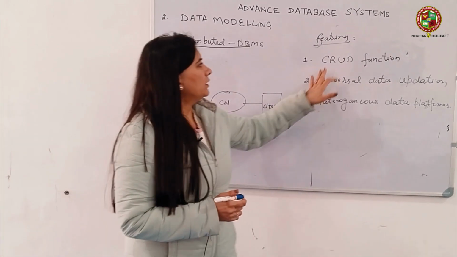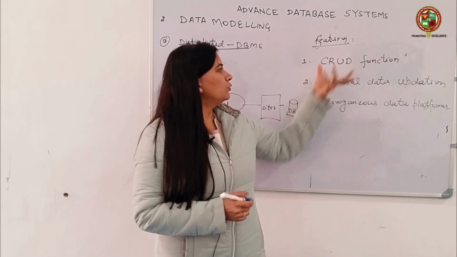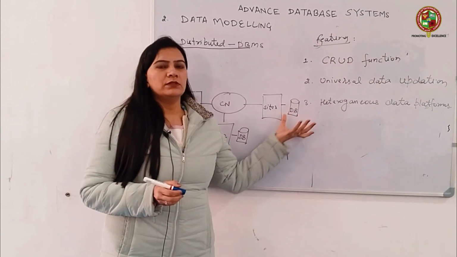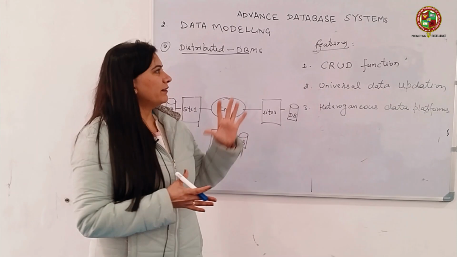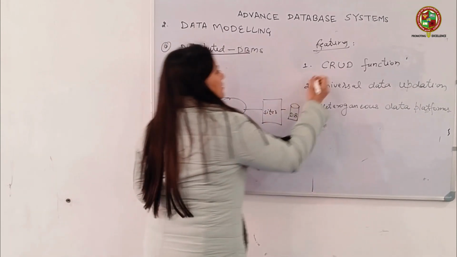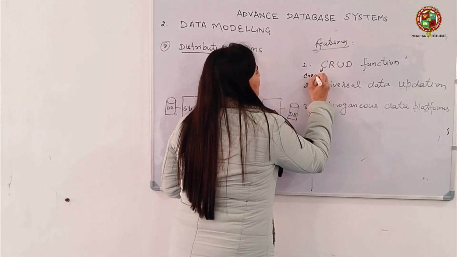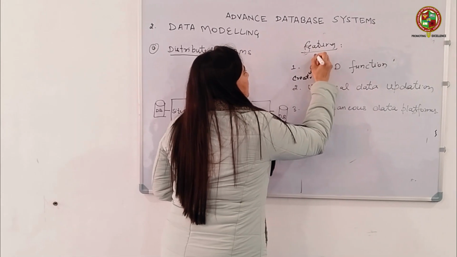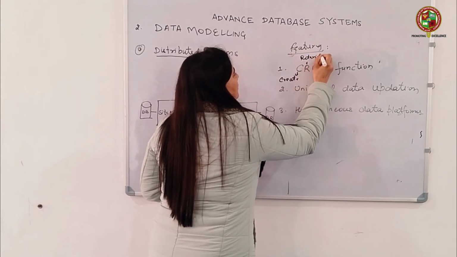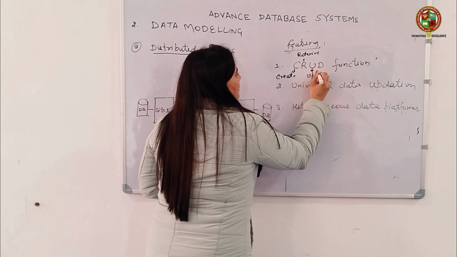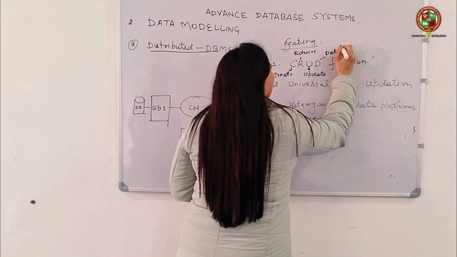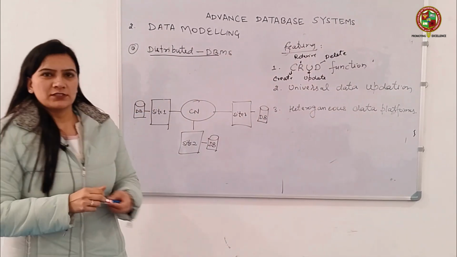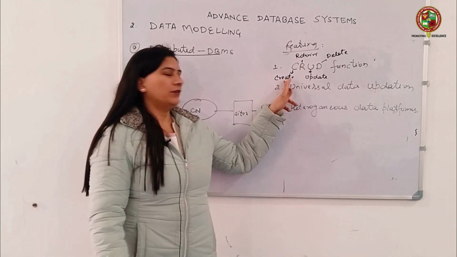It maintains the CRUD functions. So what are the CRUD functions? Like we all know what a database does, it creates the database. So C stands for create, R stands for retrieve, U stands for update, and D stands for delete function. So the CRUD function is C, create.